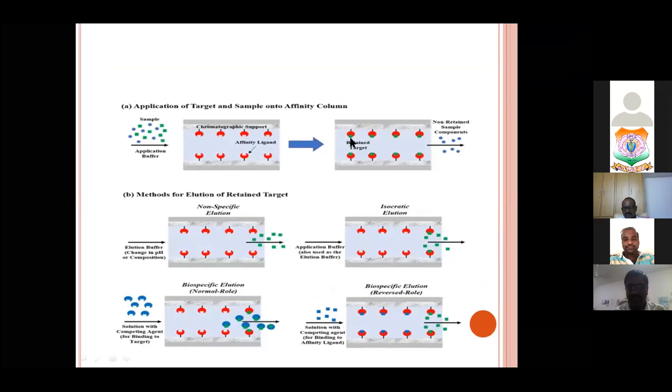See, these are the plant extract or active components which bind to the target, and non-retained samples go out while retained compounds stay here. After that, the next step is elution, which is nothing but elution with buffer, a change in the pH or composition. Then bound compounds will be isolated, and isocratic elution will be used. This is the way they isolate the active components from the plant by using bioaffinity chromatography.